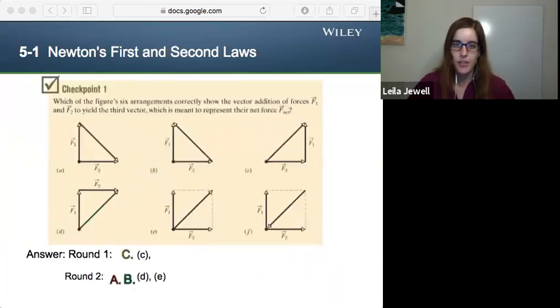So we come to the end and we see that it is C on the first round and A and B on the second round. This is a good point to pause now that we've seen Newton's first law and how it can connect to the vector sum known as the net force.